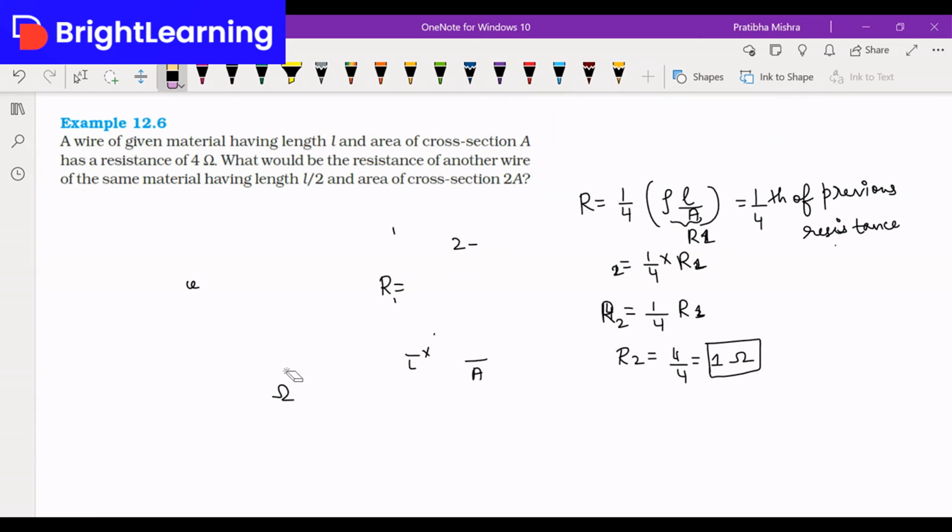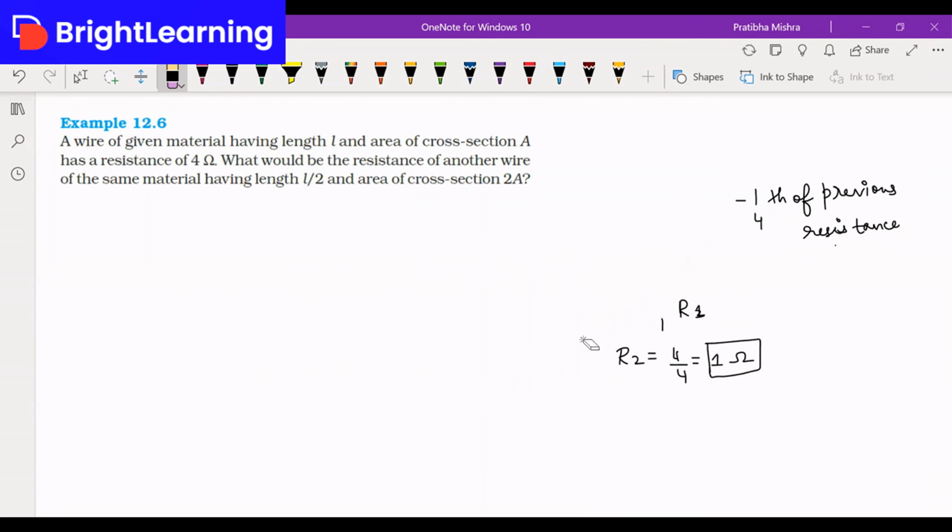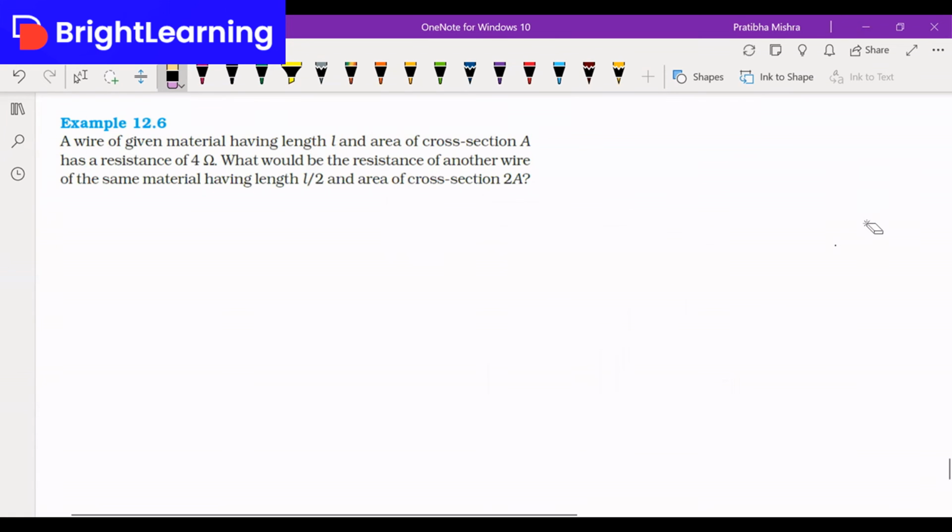Do not worry. In the next class, we'll start with the system of resistors. Or I'll start it today only. I'll first finish this, and at least we'll study about series.